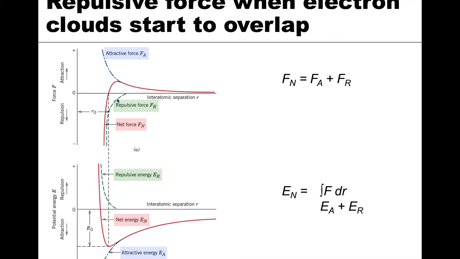And so if they're really far apart, which is over here on the right, there's basically no repulsive force because those clouds are not close. But as we get them closer and closer, they start to overlap, and the repulsive force takes off very drastically, much more drastically than you see for the attractive force. And so the sum of these two forces is the net force acting on these two entities. And so that's what we have over here. The net force is the sum of these two forces, and that's the red curve.